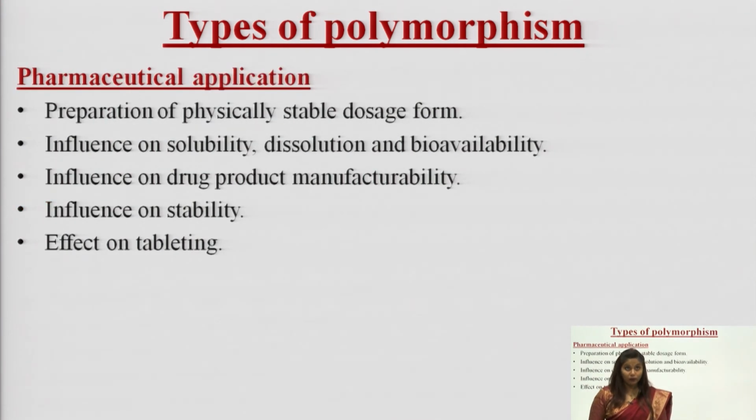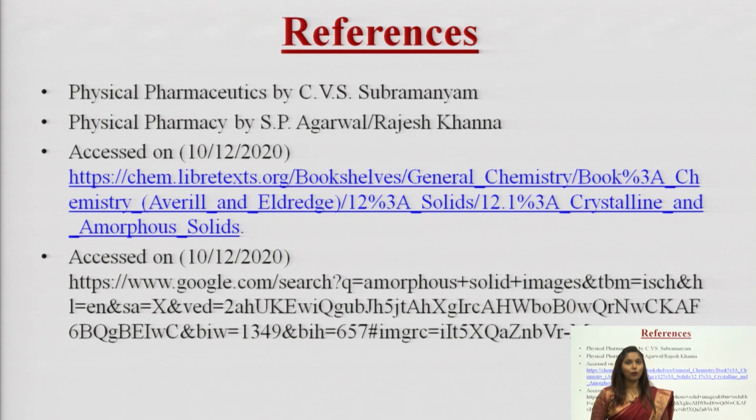Next is the pharmaceutical application of polymorphism. What are the pharmaceutical applications of polymorphism? Preparation of physically stable dosage forms, influence on solubility, dissolution and bioavailability of a drug, influence on drug product manufacturability, influence on stability and effect on tableting. So these are the pharmaceutical applications of polymorphism. These are the references from where I have taken all the contents for today's lecture.